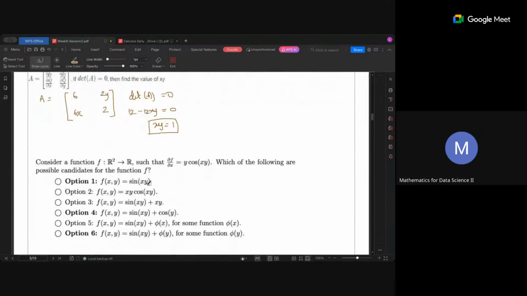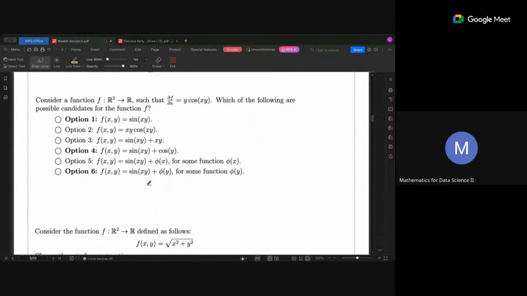Okay. Fine. Consider a function f from R2 to R such that dou f by dou x is given as y times cos xy. So which of the following functions are possible candidates of f? So consider this function. What is dou f by dou x for this function?